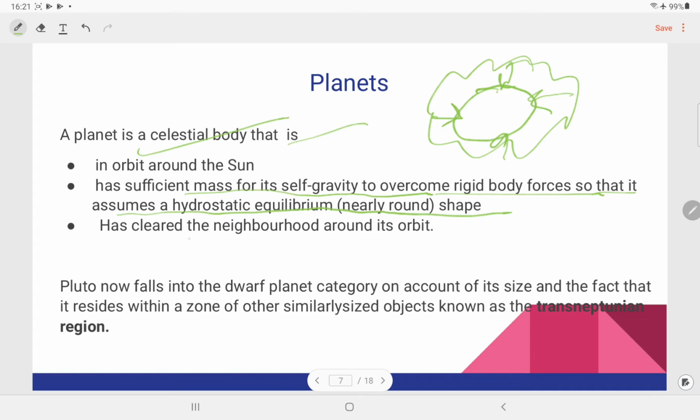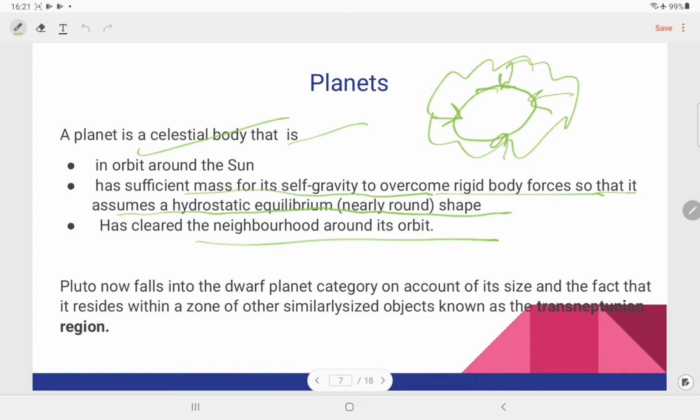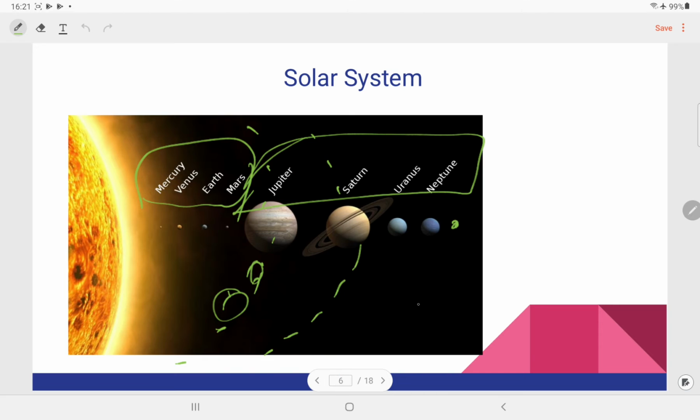It has also cleared the neighborhood around its orbit. See here, these bodies have different orbits. There is nothing else in this orbit. Suppose there is nothing like another planet in Jupiter's orbit; each has a fixed orbit that is not shared by anything else. Pluto now falls into the dwarf planet category, on account of its size and the fact that it resides within a zone of other objects, also known as the trans-Neptunian region. See here it is Neptune. Whatever is beyond this is trans-Neptunian.